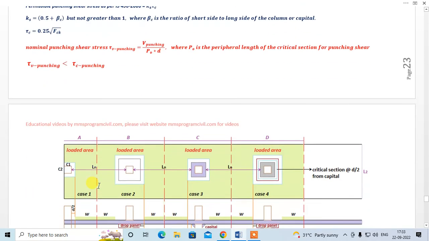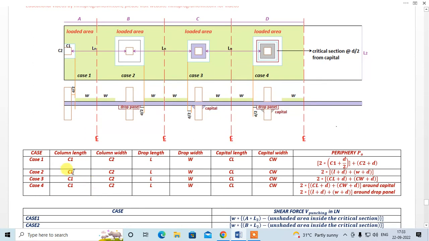So I have taken 4 cases over here. This is a column where there is no drop, no capital. This is a column where there is a drop. This is a column where there is a capital. This is a column where there is a drop and there is a capital, right? Simple. So you have to take a section at a distance d by 2. So this is the critical section for punching shear stress at a distance d by 2 from the column.